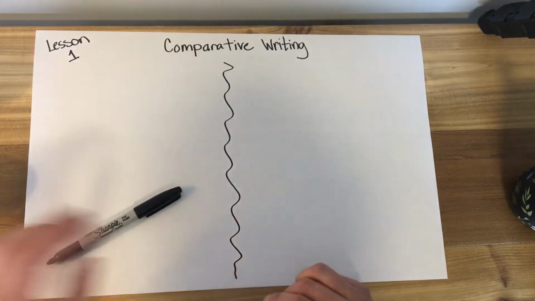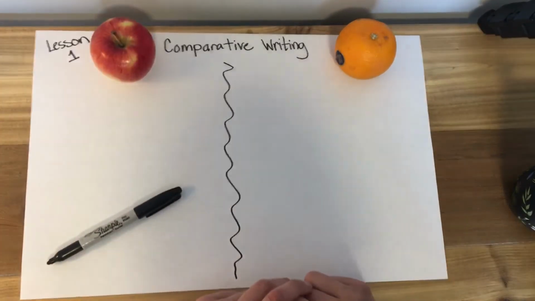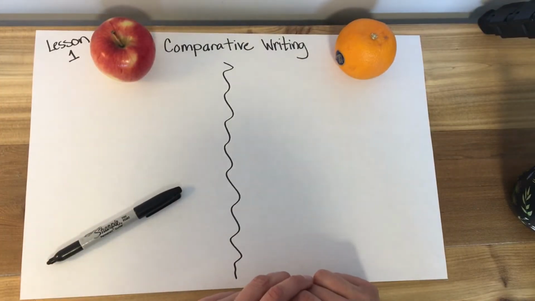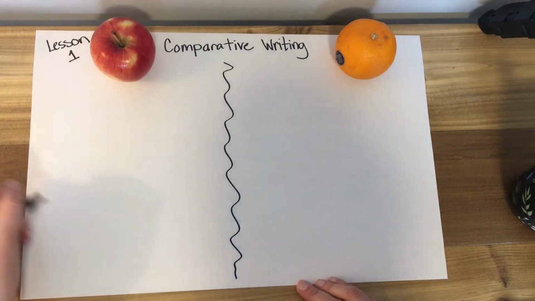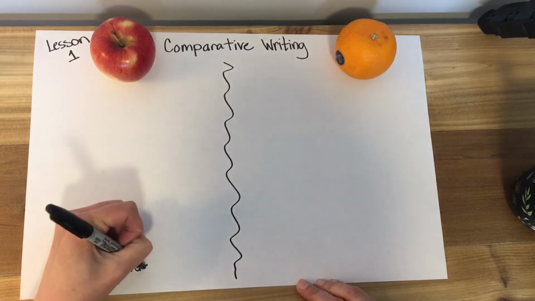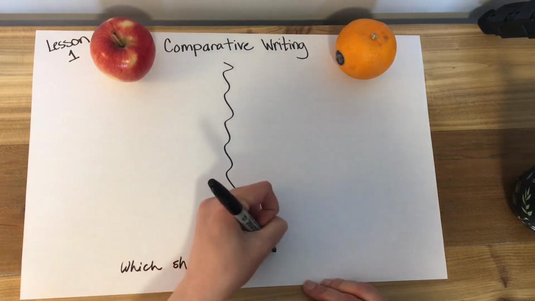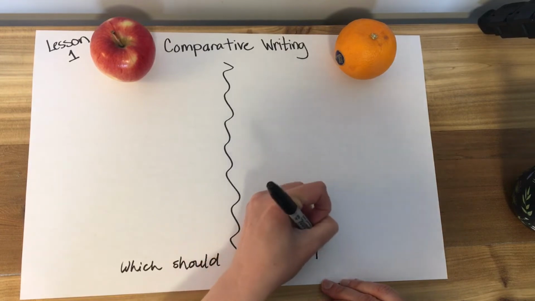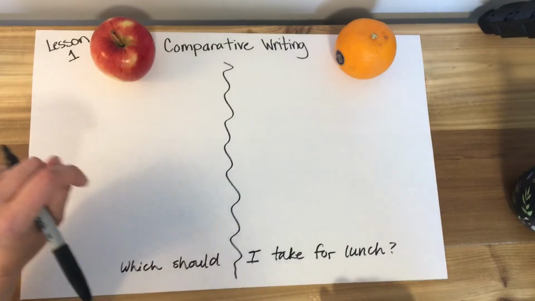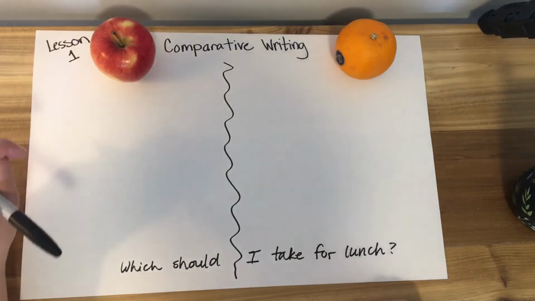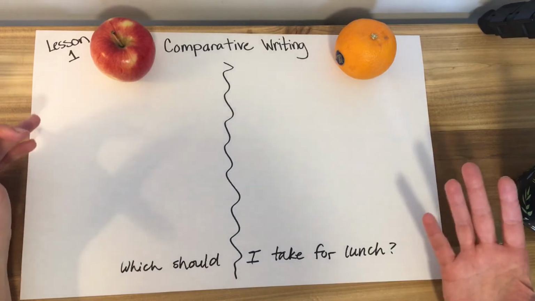Now, I've got today two wonderful items. I have an orange and I have an apple. And what we're going to do is compare them, but we need to ask a question. So what I want to know is, which is better to take for lunch? Now, I'm thinking like school lunch. So remember when you used to pack lunches and come to school? Okay, so apples versus oranges, which are better to take for lunch?